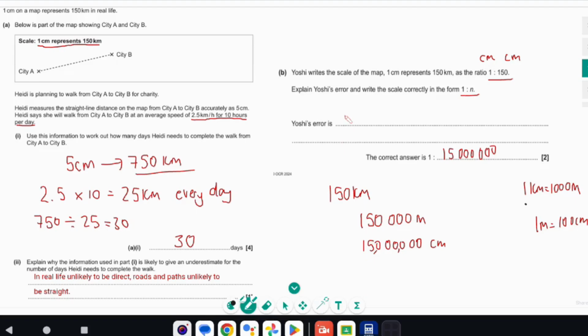And then his error is 150 is in kilometres, not centimetres.